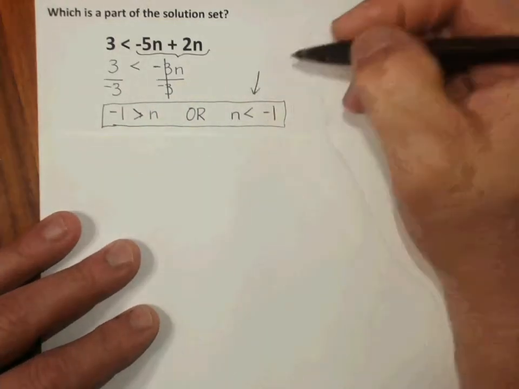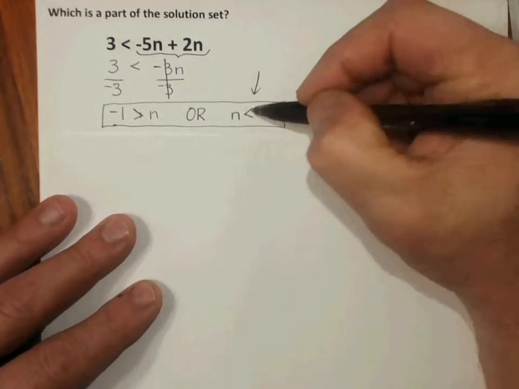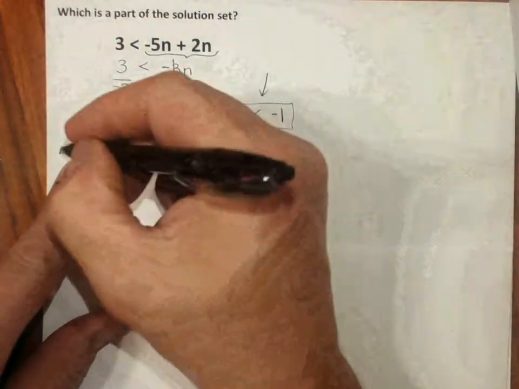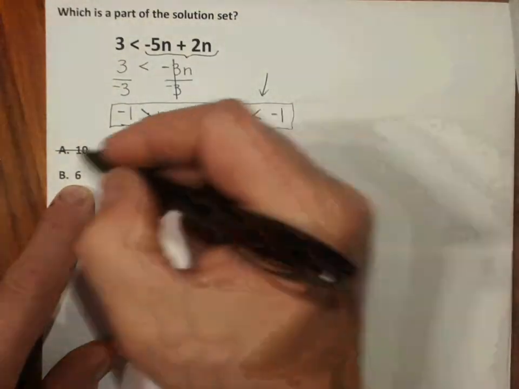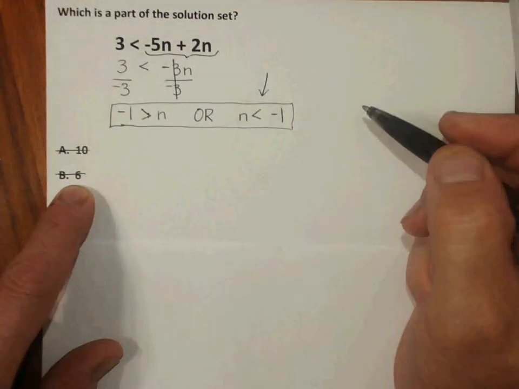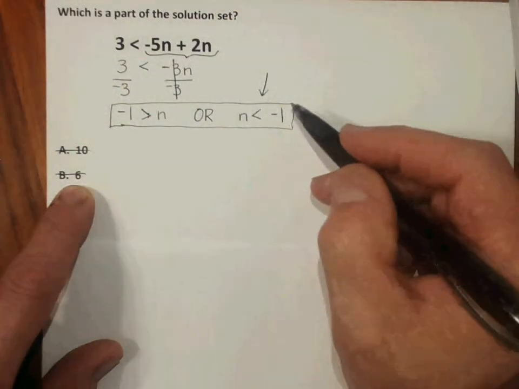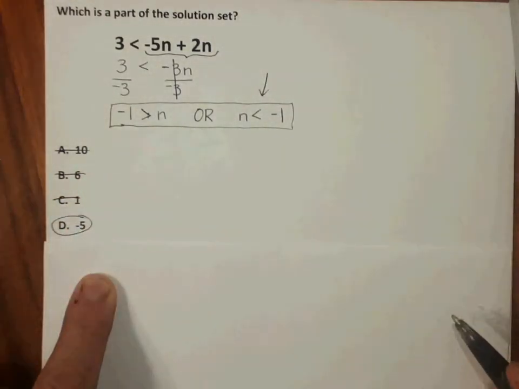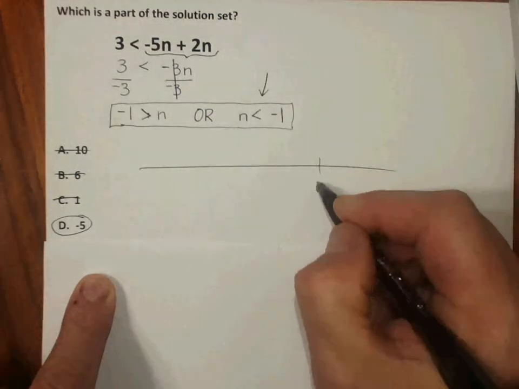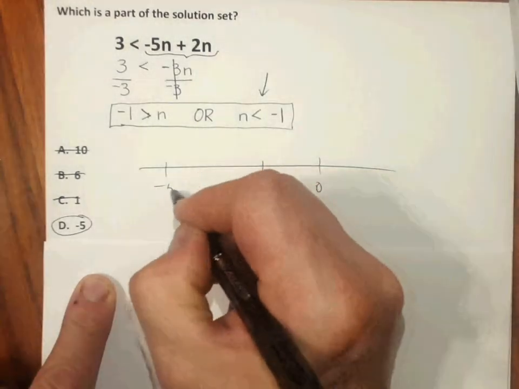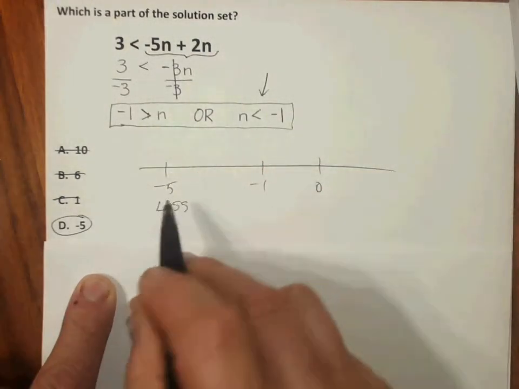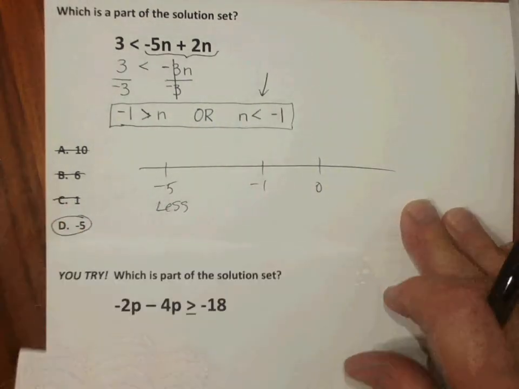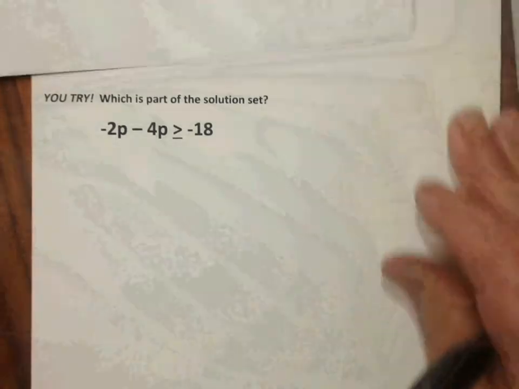So I'm looking right here. I need numbers that are less than negative 1. Is 10 less than negative 1? No. Is 6 less than negative 1? No. Last time I checked, all the positives are greater than all the negatives. So my answer is going to be a negative 5. And negative 5 is indeed less than negative 1 on the number line. Okay? You give this problem a try.